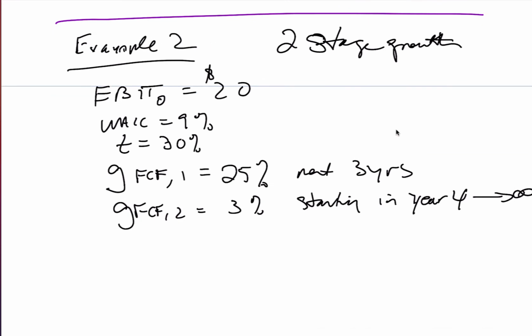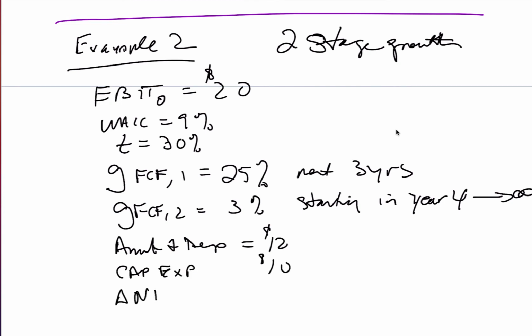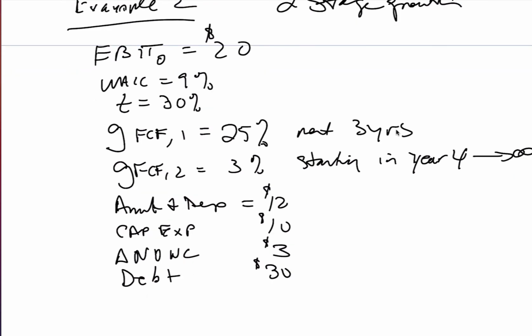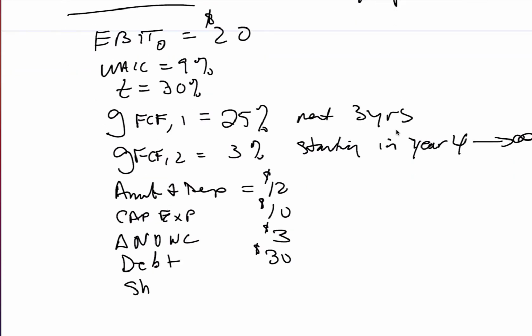Amortization and depreciation is $12 for the year. CapEx for the year is $10. Change in net operating working capital, $3. Debt is 30. And shares outstanding, 17 shares. Okay, we have everything we need.